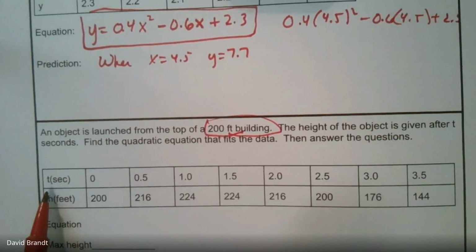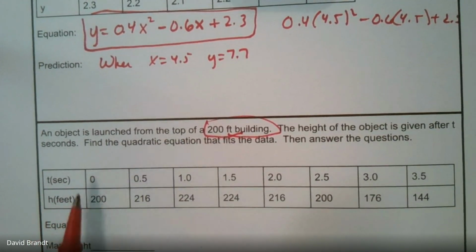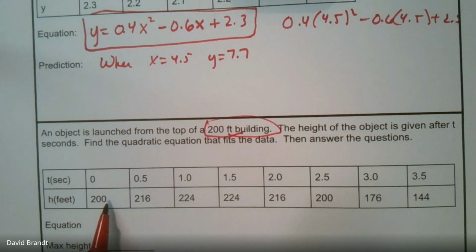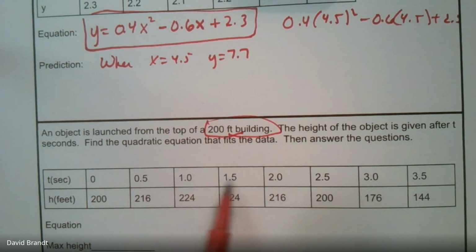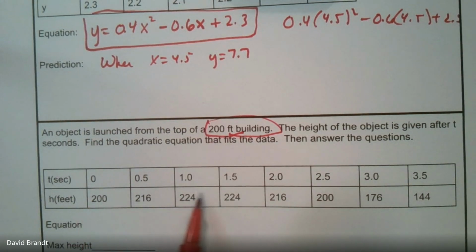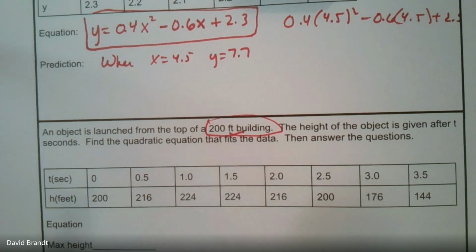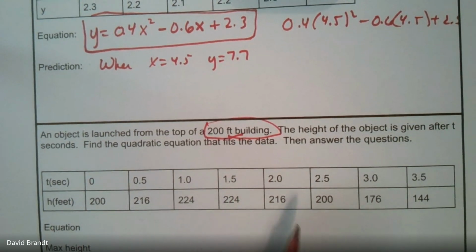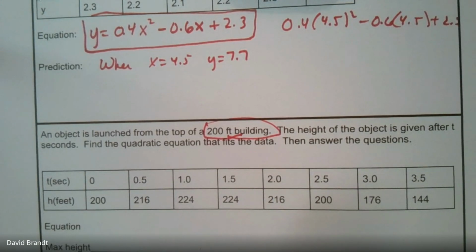But the x's are my seconds. This is how high the object is off the ground after that many seconds. And the y values, that's the height in feet. So the x values are the seconds. The y values are the feet. That's the height. So time in seconds, height. All right, we're going to put all these numbers into a table just like we did before.